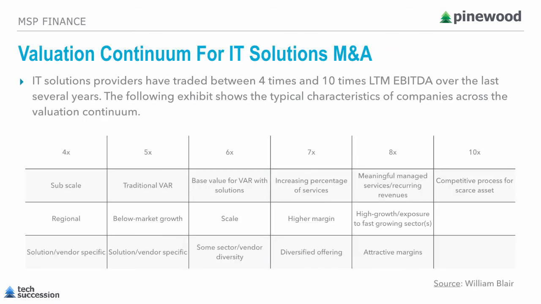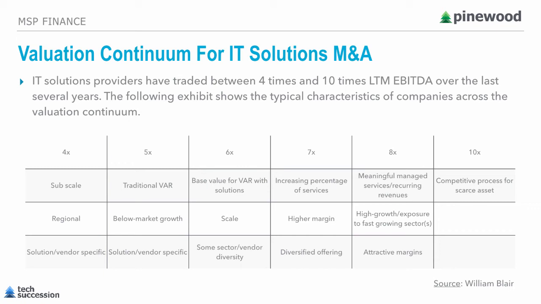So for purposes of this video, I want to show you the valuation continuum for IT solutions and M&A. So IT solutions providers have traded between 4 and 10 times last 12 months EBITDA over the last several years. And the following exhibit shows the typical characteristics of companies across this valuation continuum. So at the low end, a sub $1 or $2 million company that has subscale, maybe they're very local, very regional, they're probably going to get a valuation of between 4 and 5 times. And again, if you're selling a lot of hardware, a lot of time and material services, and one-time software solutions, you're probably going to fall in that 4 to 5 times range. So take your annual EBITDA and multiply by 4 or 5, and that is your approximate valuation.